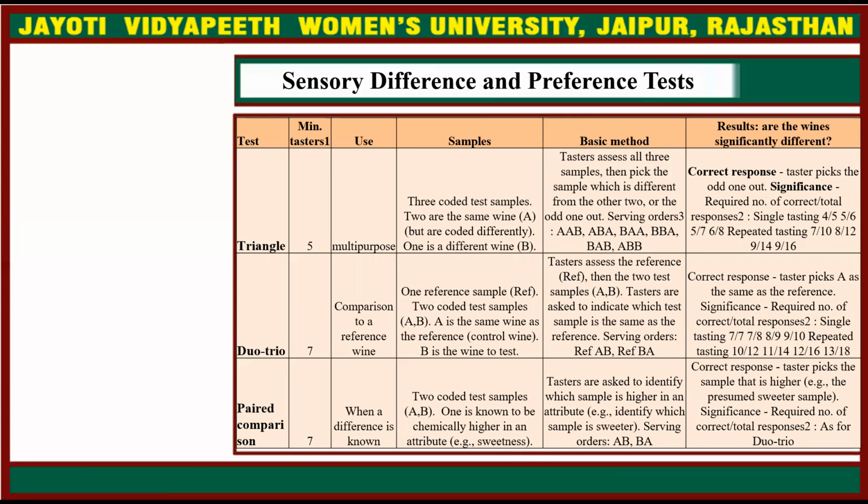First of all, the triangle test. Minimum testers required are 5. It has multi-purpose uses. 3 coded test samples are used. 2 are the same wine A but are coded differently. 1 is the different wine. The basic method is that tasters assess all 3 samples and pick the sample which is different from the other 2, or the odd one out. The serving orders are the codes of the serving order. Then results: correct responses are when the taster picks the odd one out.